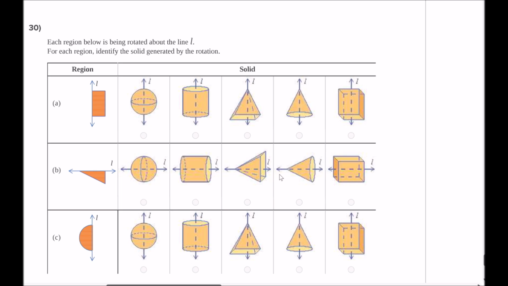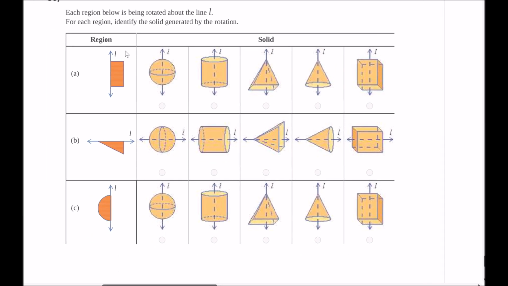So now we got number 30. Each region below is being rotated about the line L. For each region, identify the solid generated by the rotation. So if I'm rotating this around this line, then that's going to give me a cylinder. So the answer has to be this one right here. Pretty straightforward. Now if I'm rotating about this line L like this, then that's going to give me a cone. So it's going to be this one right here. And if I rotate this around this line, then it's going to give me a sphere. Really, really straightforward.